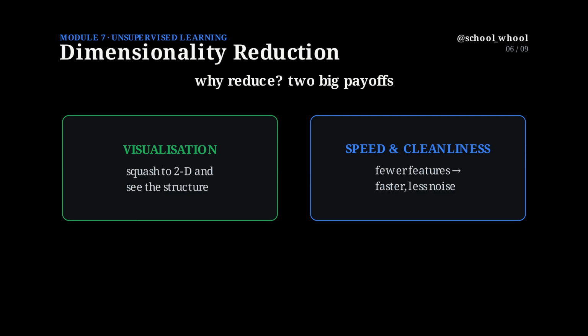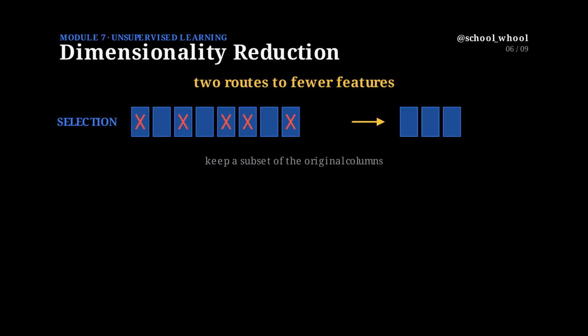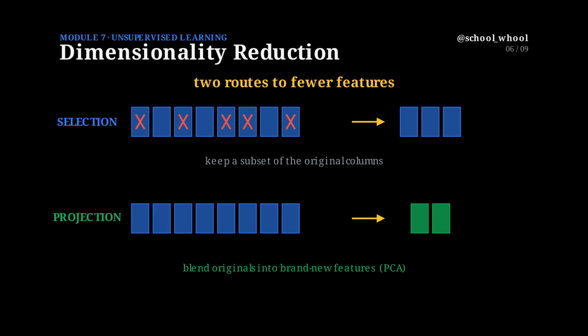There are 2 ways to get fewer features. Feature selection simply keeps a subset of the original columns and drops the rest. Projection, or extraction, is cleverer. It blends the originals into brand new combined features. The method we'll meet next, PCA, is a projection.